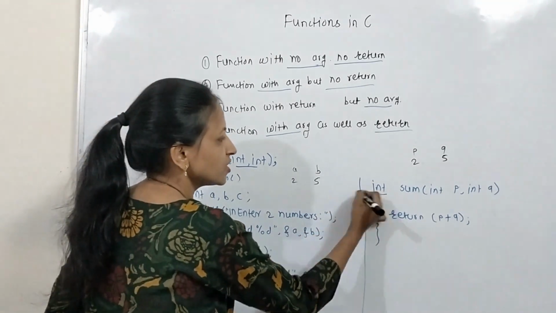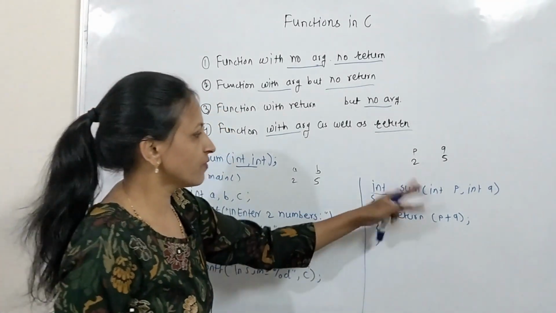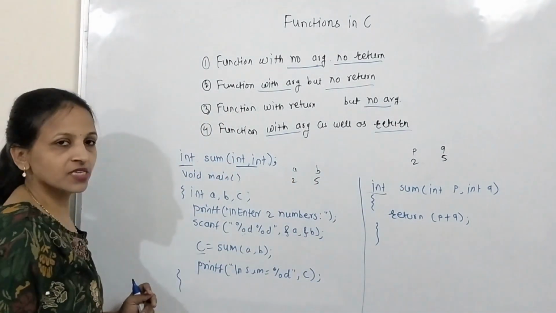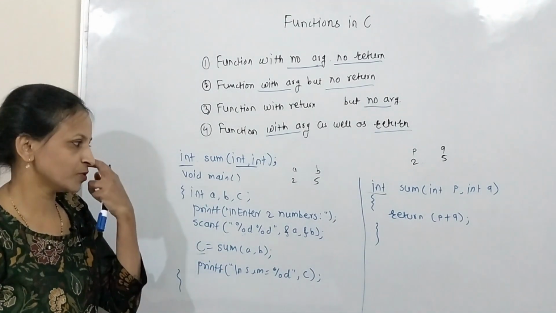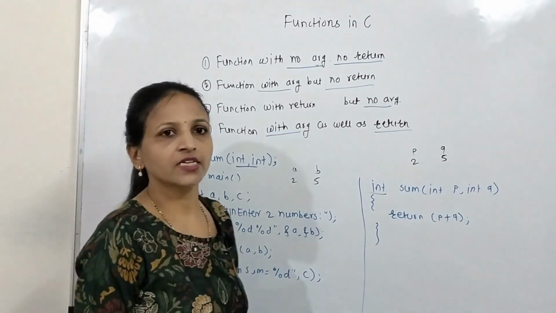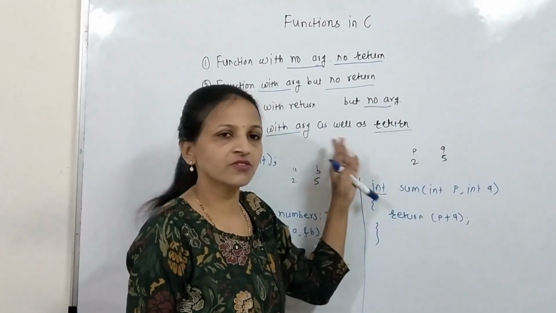That's why we have mentioned the return type here. Now 7 will get returned and copied inside c, and the result sum equals 7 will get displayed on the output screen. In this way also we can write a function with argument as well as with return.